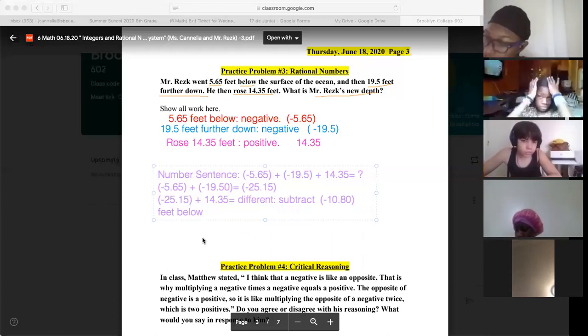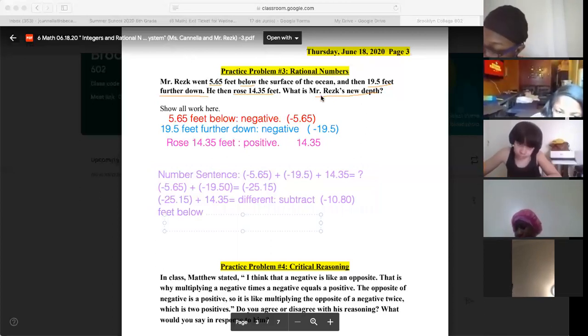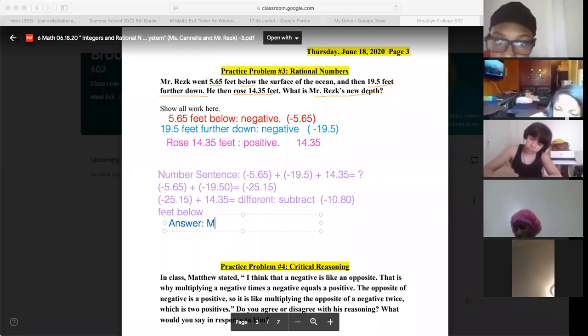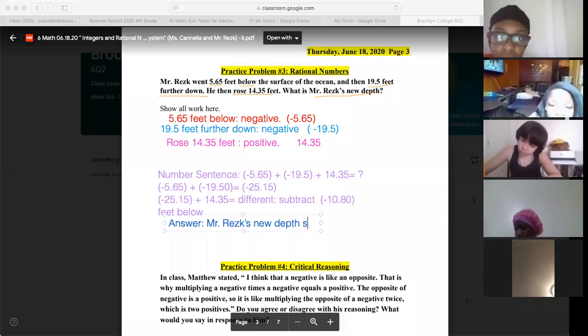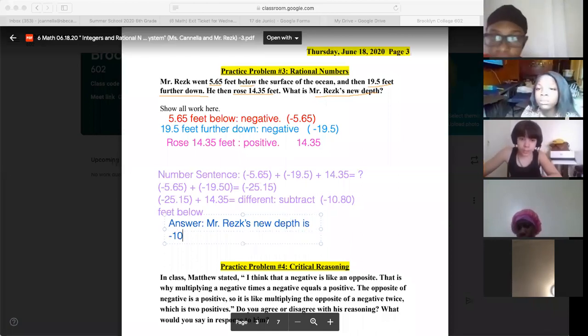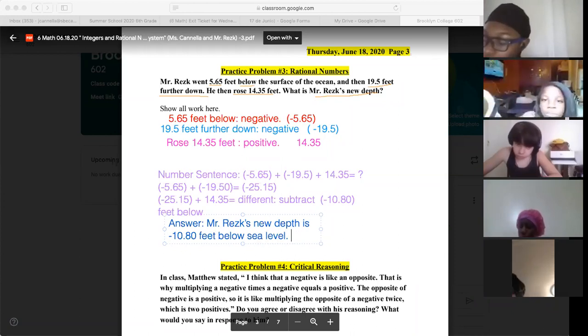So now we're going to write a number sentence over here to show the final answer, to prove that we understand what we're doing. So we're going to write the answer: Mr. Rez's new depth is negative 10.80 feet below sea level.